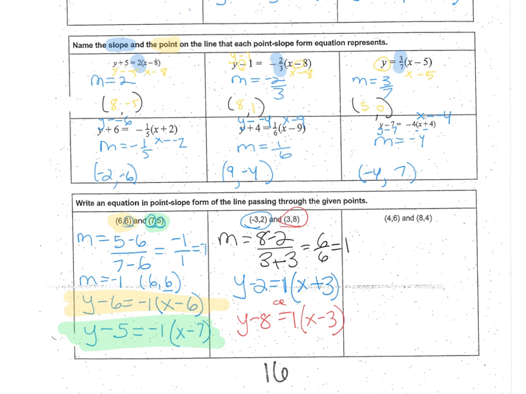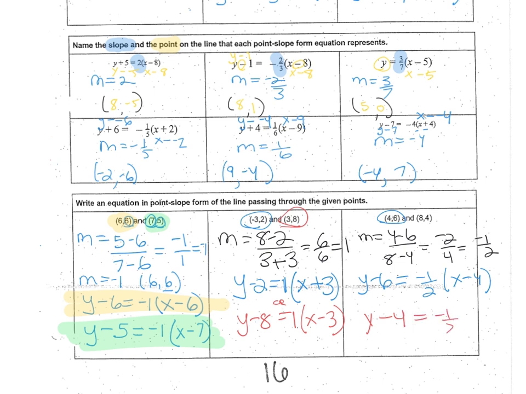If we look at this last one here, finding the slope is going to be negative 1/2. If we use the first point, we would have y minus 6 equals negative 1/2 times x minus 4. If we use the second point, we would have y minus 4 equals negative 1/2 times x minus 8.